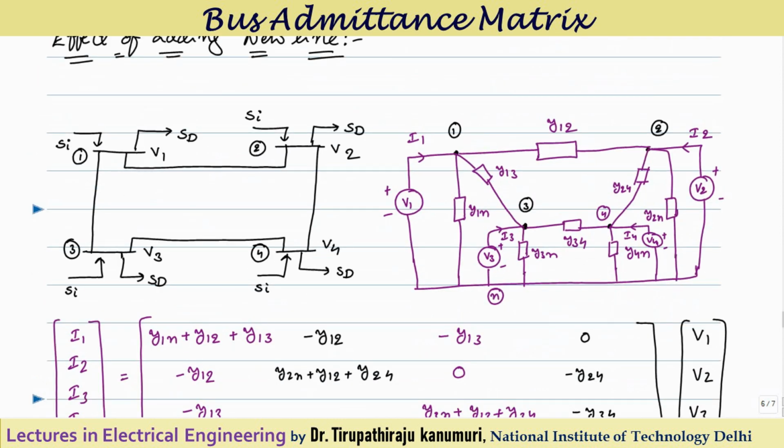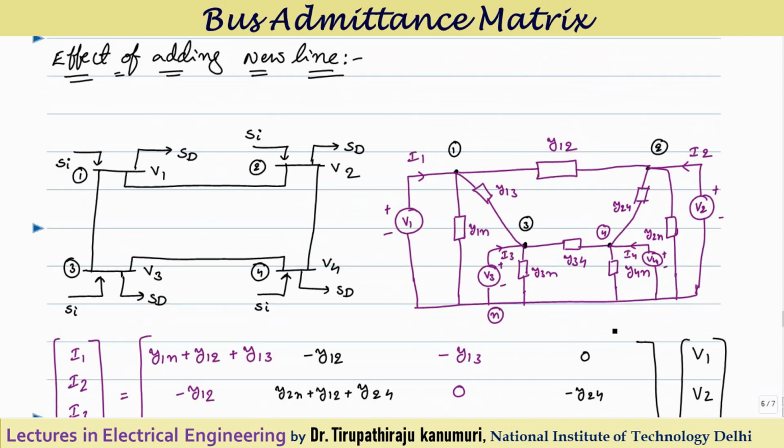Now let us see what will be the effect of adding a new line, because in transmission lines I told you that load flows are used for future expansion also. So already load flows are designed, and I want to expand the system. I want to add one more line here. Let us assume I want to connect node number 3 to node number 2. I have added this one more extra line. That means I have connected node 3 to node 2. So one more transmission line is added here.